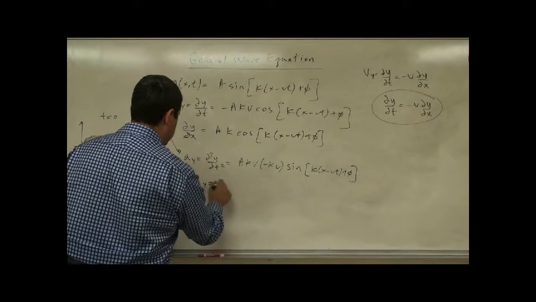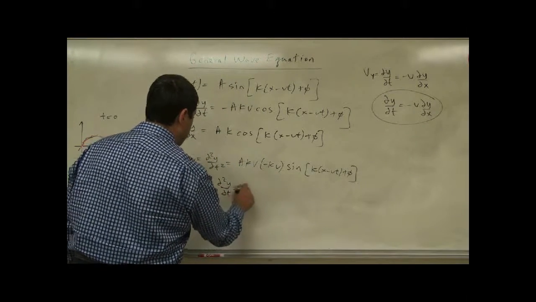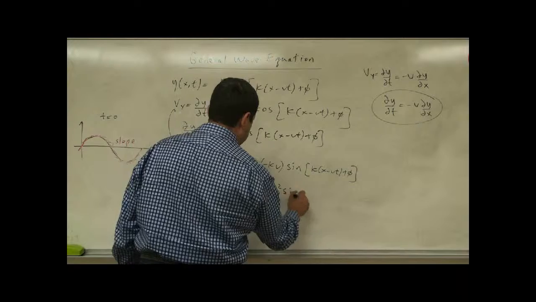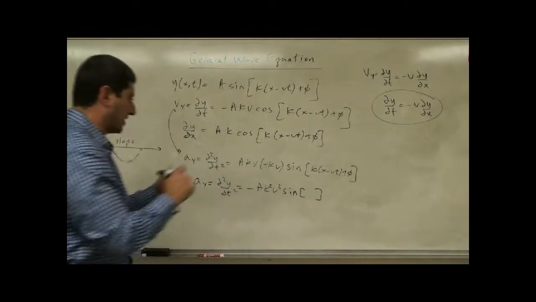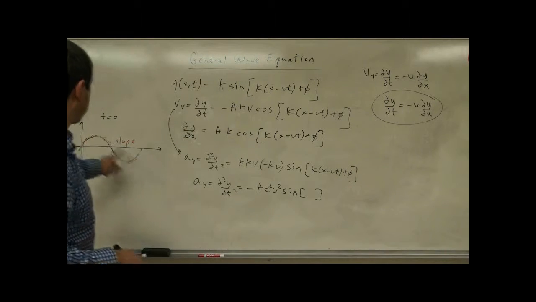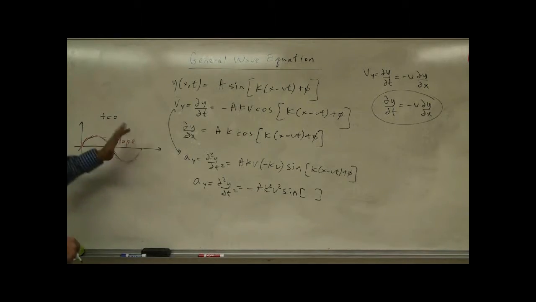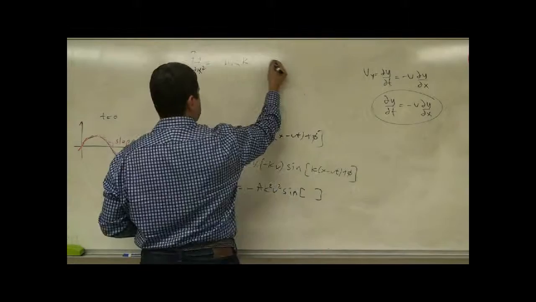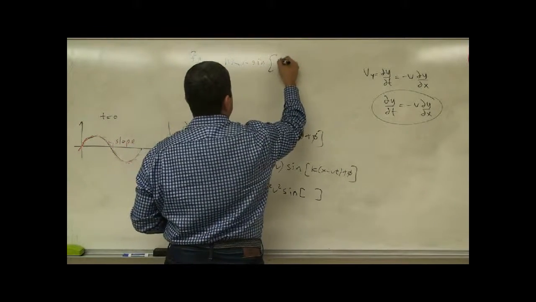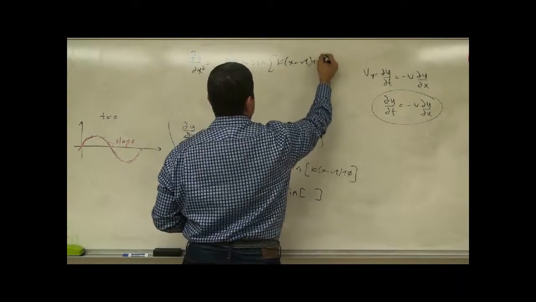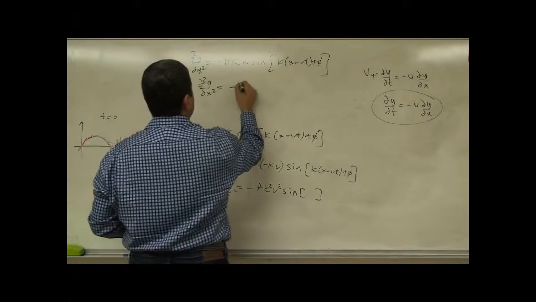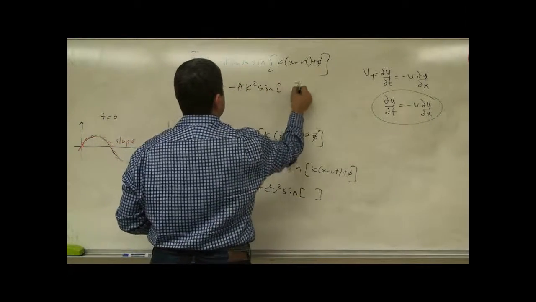So a_y, which is partial squared y partial t squared, is going to equal negative A k squared v squared sine of everything in the brackets, right? Then let's take the second derivative of y with respect to x, and that's going to give us the concavity of this shape, right? How concave it is. So it's going to be negative A k times k sine of (kx minus vt plus phi), partial squared y partial x squared. So negative A k squared sine of everything in the brackets.